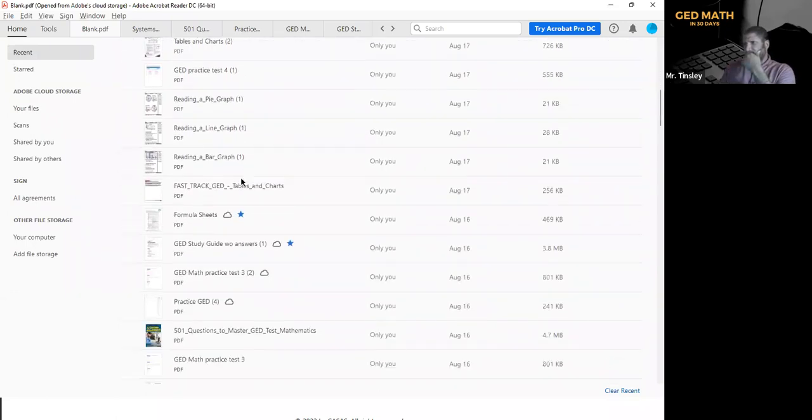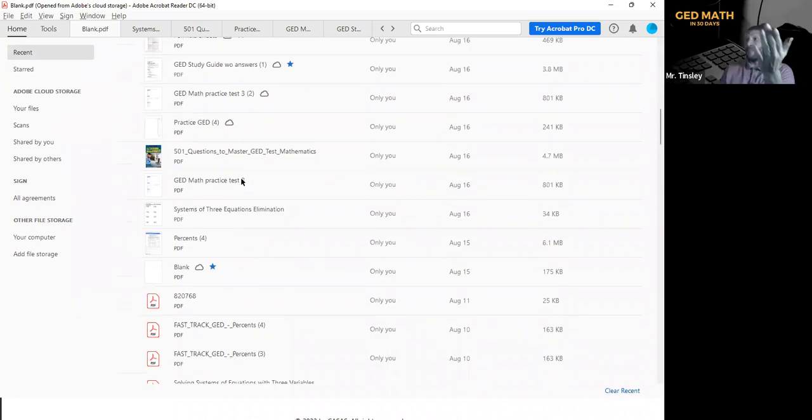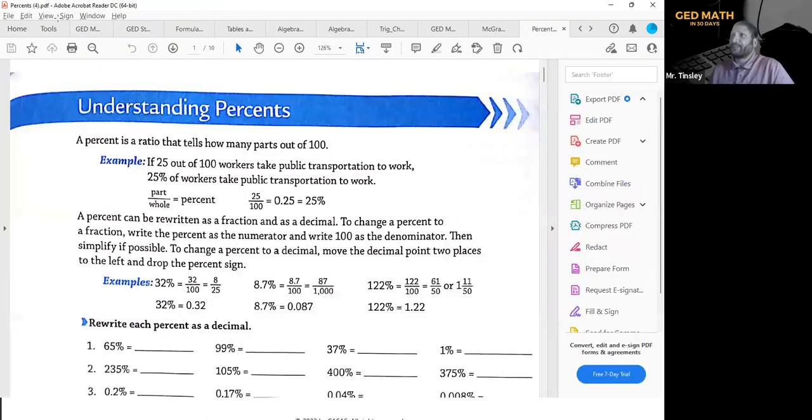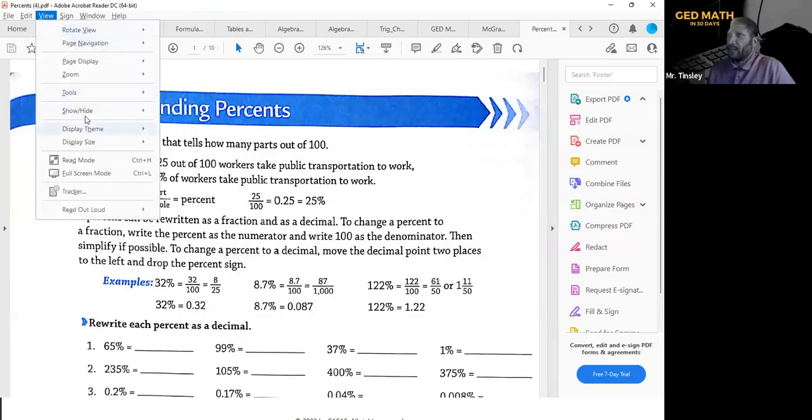Let me see, percent. Come on, be here. You see how much work I be helping people. Is that it? That might be it right there. Okay, here we go. So let me hide this.